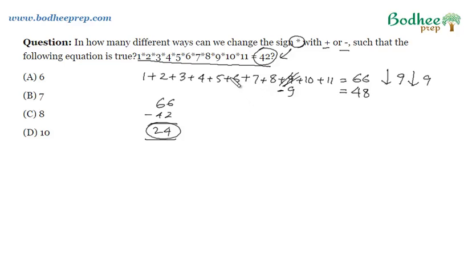For example, if I take the numbers 3, 4 and 5, and instead of plus 3 I write minus 3, instead of plus 4 minus 4, and in place of 5 I write minus 5, and keep the sign as plus everywhere else, then the overall sum would be 42. So our job is to find the number of subsets of these 11 numbers whose sum is 12, and that would be my answer.